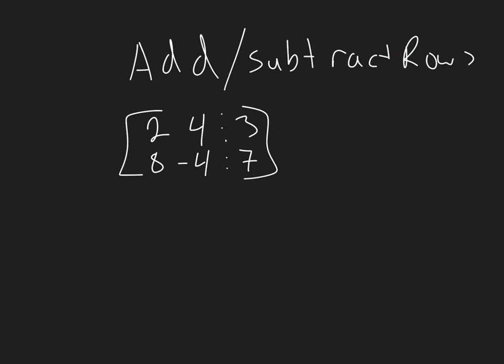So the second operation we talked about was adding or subtracting rows. So what you can do here is you can add or subtract 2 rows, which, let's say hypothetically we take row 2 plus row 1. Now what's happening here is really what I'm going to do is I'm altering row 2. That's what I'm denoting here.